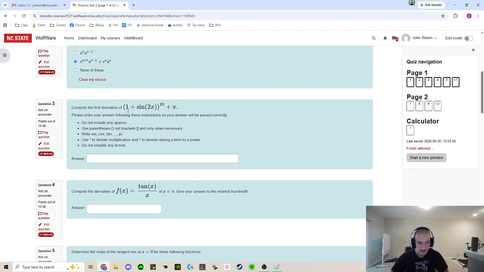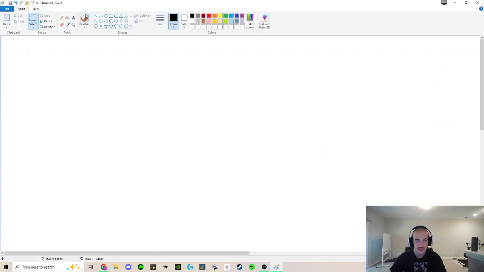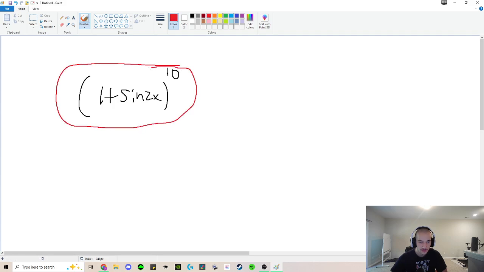Compute the first derivative of 1 plus sine 2x to the 10th plus pi. We can go ahead and do this, guys. No worries. We're going to have 1 plus sine of 2x to the 10th. Okay, so we just do our chain rule, right? So first, we've got this outside layer. What is this outside layer going to be? We'll just circle this in red.